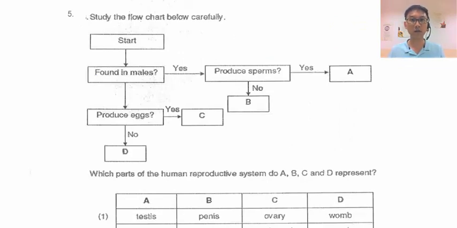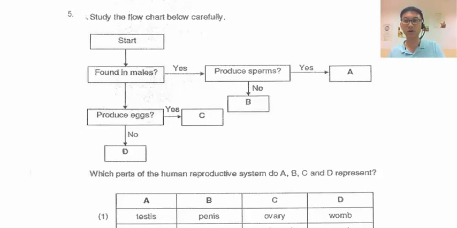Now question 5, study the flowchart carefully. Which part of the human reproductive system does A, B, C and D represent? Okay, so this is quite straightforward, so let's begin. Start, found in male, yes. So A and B are parts that are found in males.